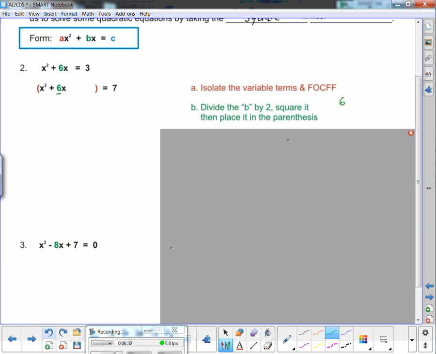So you take that 6. I'm going to do this off to the right. I think you should in your notes as well, so you can go back and look at it. I'm going to take the 6 and divide it by 2, and then I'm going to square it. So 6 divided by 2 is 3, and 3 squared is 9. And so right now, I'm going to add a positive 9 right there.